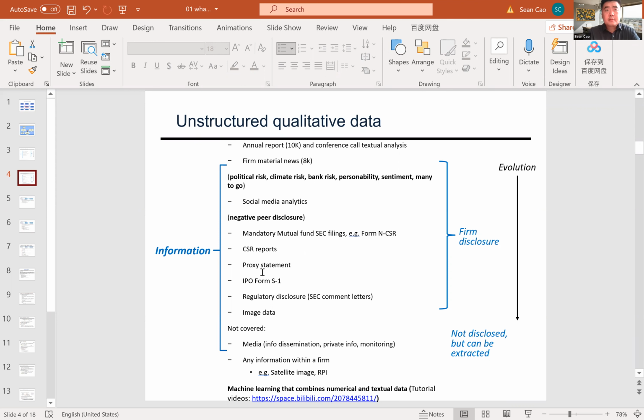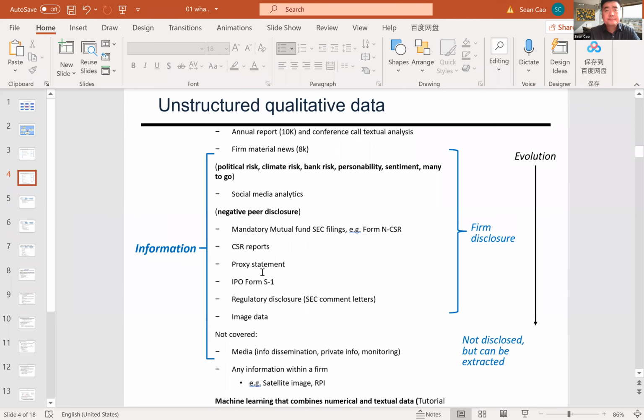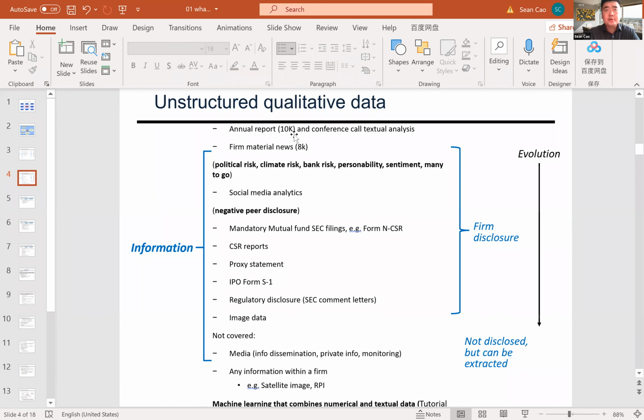So the first data is the annual report and the conference call. So annual report and the conference call, I don't have to mention the importance of the data. This is the most important textual data for accounting and finance majors. And that's why we have an assignment on the conference call data.